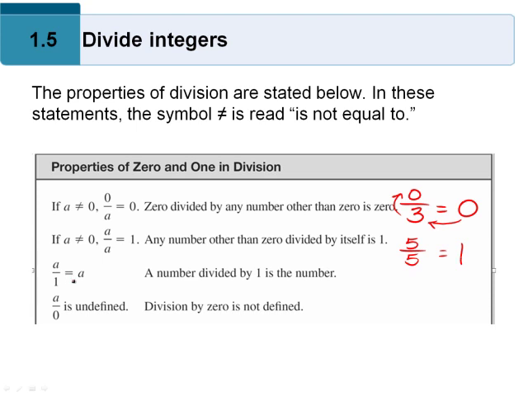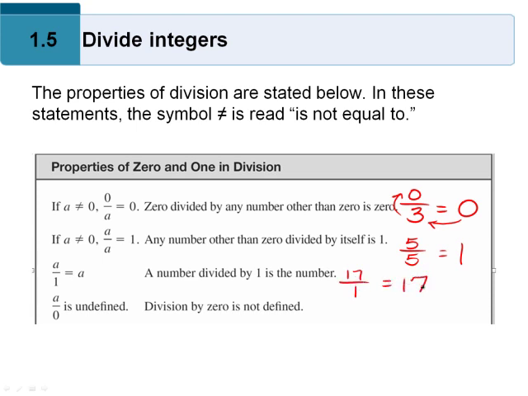Okay, the second and third ones here underneath these properties are probably the easiest. The first and the last one with zeros, those are the ones that are tricky. So we're going to talk about those a little bit more in depth. The third one here, any number divided by 1 still gives you that number. So if you have 17 divided by 1, you still get 17.